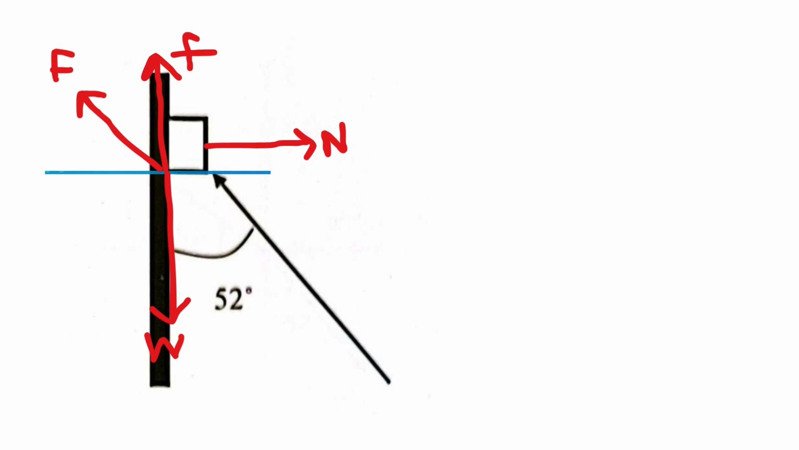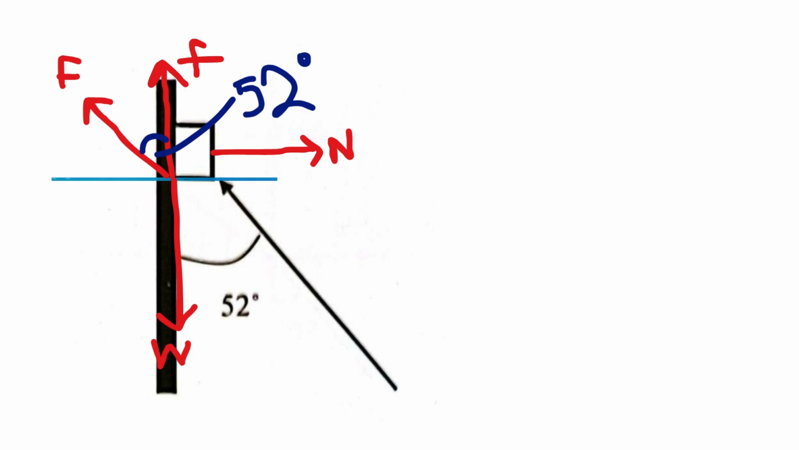Thus, we move the arrow which represents force, capital F, to the second quadrant. The angle between force and static friction is the corresponding angle of 52 degrees. Thus, the angle here is also 52 degrees. So this is the free body diagram.